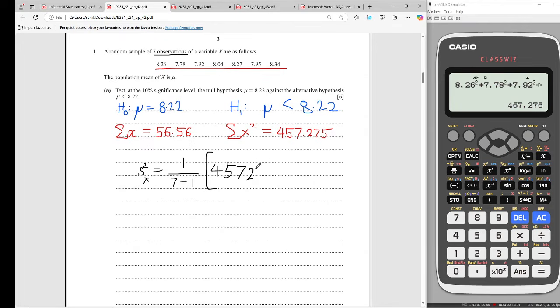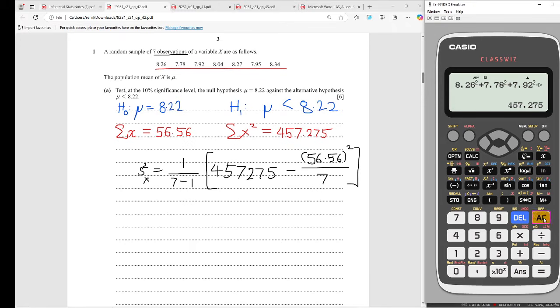So we have to write sum x squared minus that with 56.56 whole squared. We have to square this value and divide that with the number of terms, which is 7. So this is our S2 of x value. I'm going to calculate this right now. So we have 1 divided by 7 minus 1, which is 6. We don't need to plug that right in.